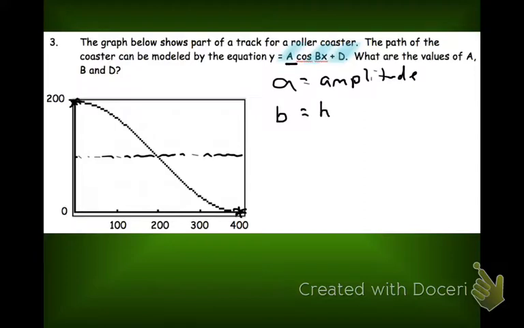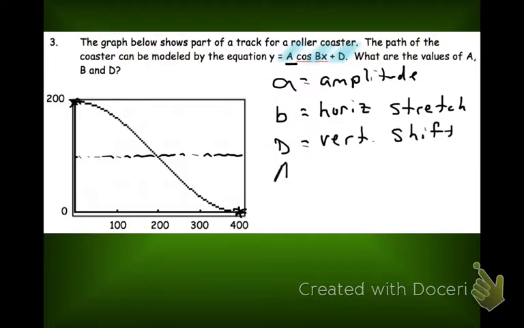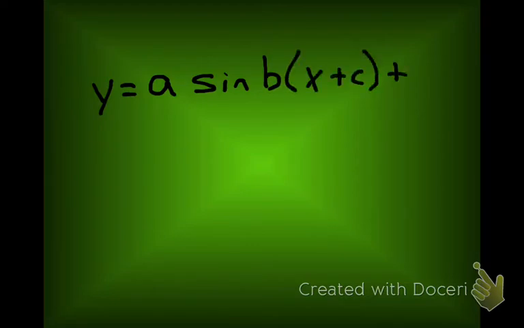B is your horizontal stretch, and D is your vertical shift. So those are the 3 things. So you need to figure out for me, what is A equal to, what is B equal to, and what is D equal to. And there is one thing I want you to add on the bottom of the page here, which is I would like you to add y equals A sine B parentheses x plus C plus D.